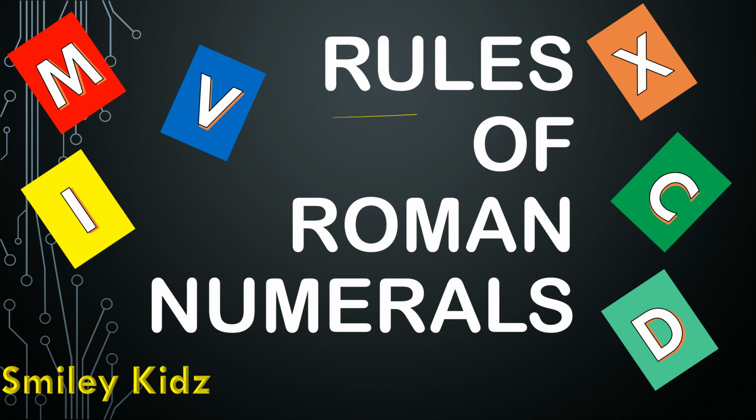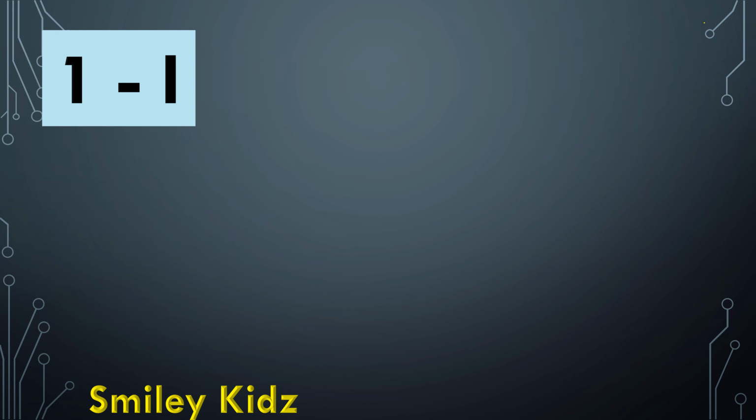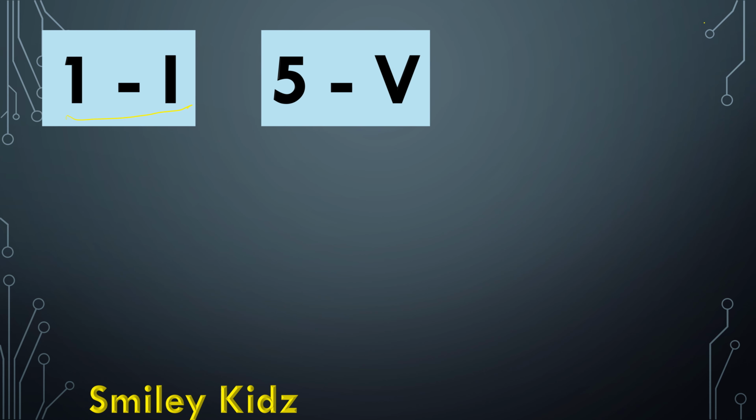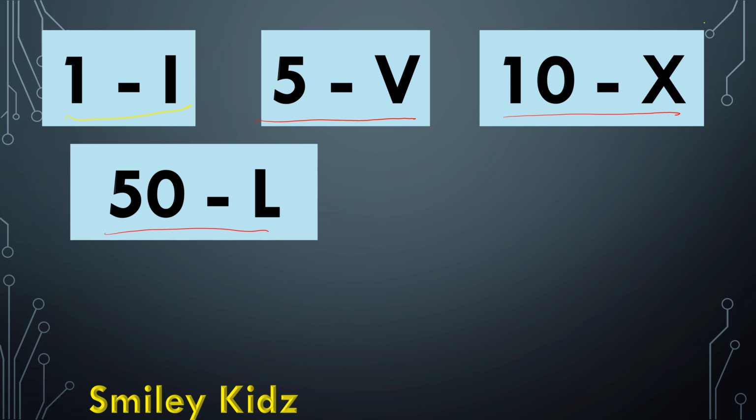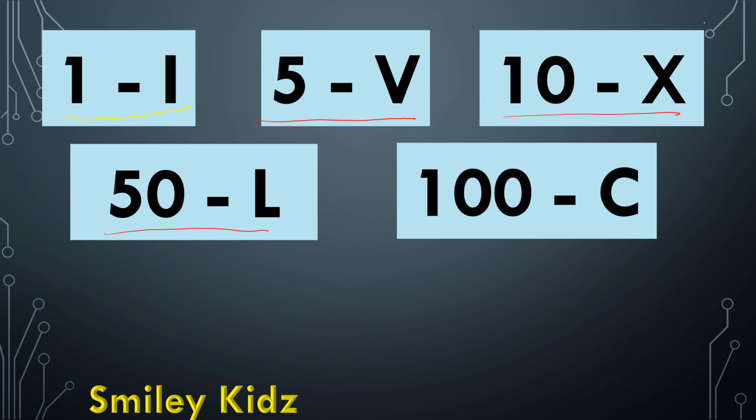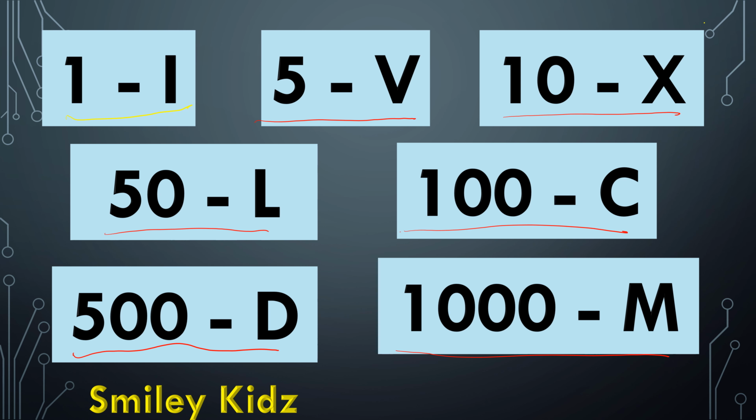Now let us learn rules of Roman numerals. Roman numerals were used in ancient Rome. In Roman, we say 1 as I. We say 5 as V. We say 10 as X. We say 50 as L. We say 100 as C. We say 500 as D. And we say 1000 as M.